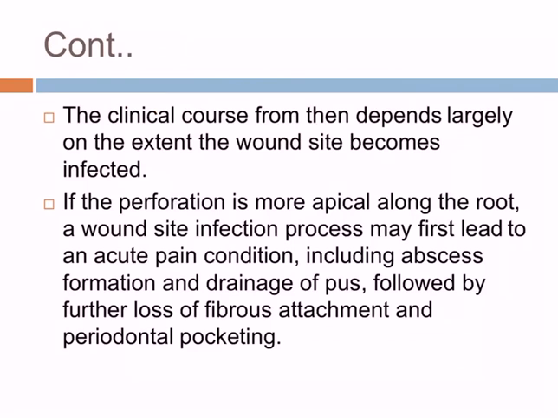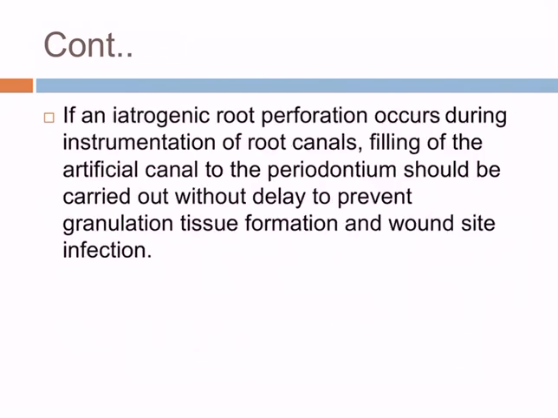But if it is more apical along the root, then the patient is going to have pain. There can be abscess formation, drainage of pus, and further loss of fibrous attachment, leading to periodontal pocket formation. So if an iatrogenic root perforation occurs during instrumentation of root canals, filling of the artificial canal to the periodontium should be carried out without delay to prevent granulation tissue formation and wound site infection.